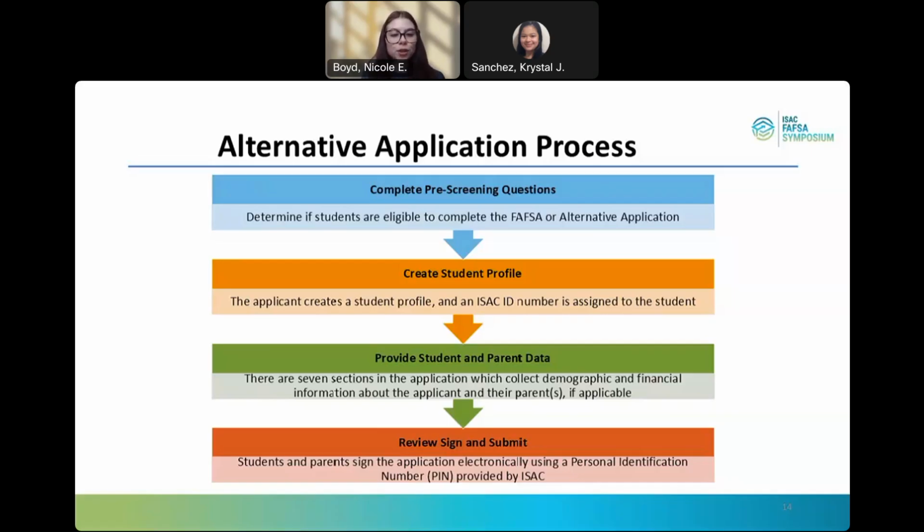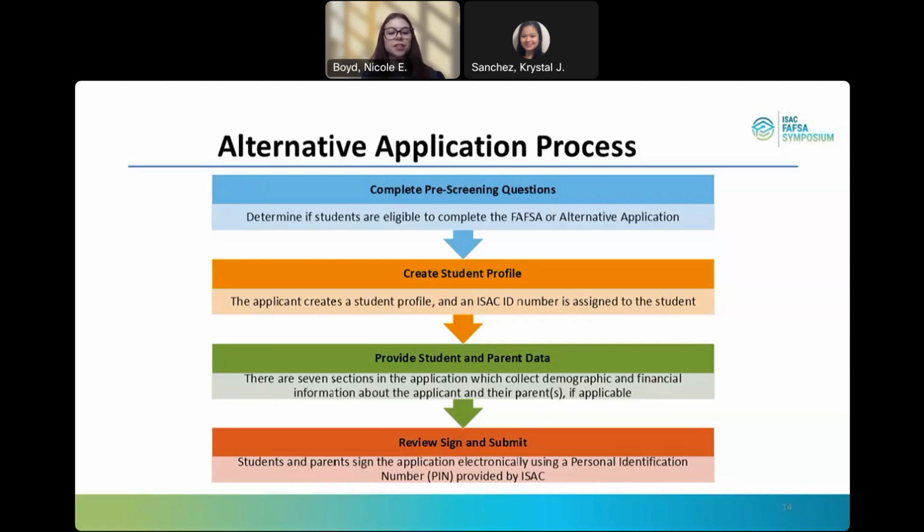The next step is to create the student profile, and then an ISAC ID number will be assigned to the student. The next step is to provide, of course, student and parent data if the student is a dependent student. There are 7 sections of the application. Each one will collect different pieces of demographic and financial information about the applicant, as well as their parents, again, if applicable, if they are a dependent student.